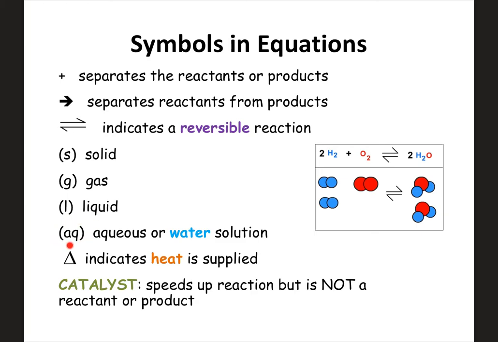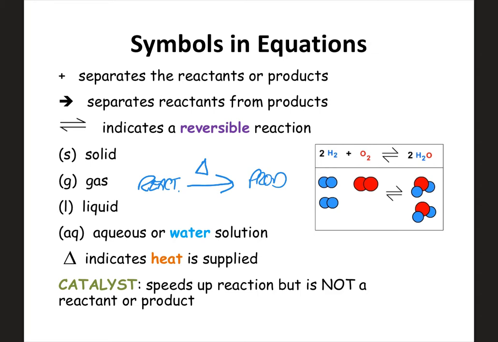This one's kind of interesting. If you see AQ in parentheses after a substance, that means it's been dissolved in water or the substance dissolves in water. So that's kind of important. The triangle here indicates that heat is applied to a reaction. How you would see that is in a reaction over the arrow. When you're writing a reaction, you'll have your reactants and your products written. But you would see the triangle over the arrow, and that would indicate that heat is involved or heat is needed here to make this happen.